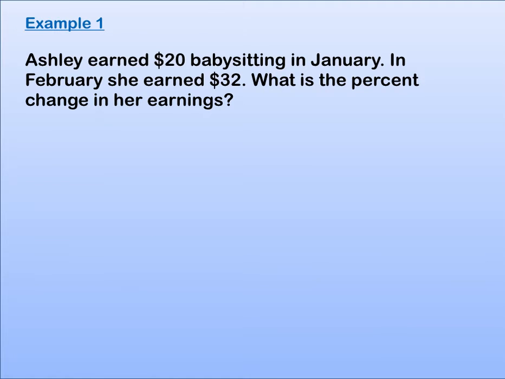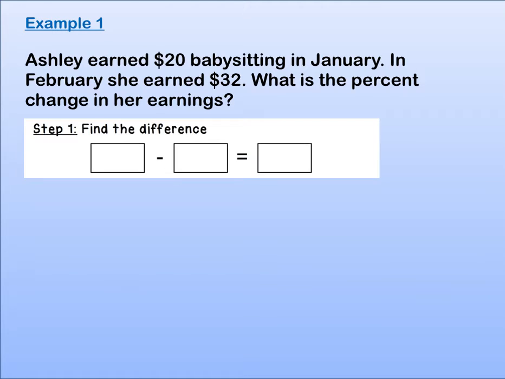Example 1. Ashley earned $20 babysitting in January. In February, she earned $32. What is the percent change in her earnings? First, we have to find the difference. So let's subtract 32 and 20. She's now making $12 more than she did in January.